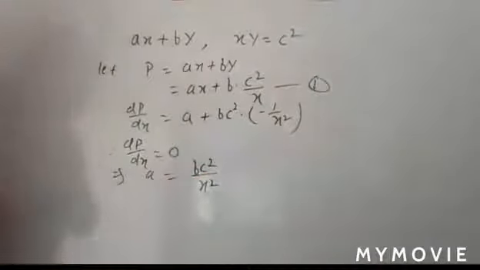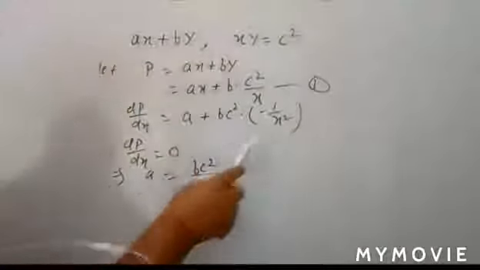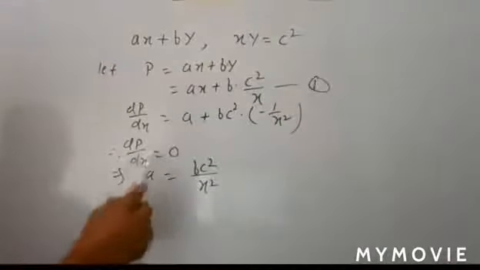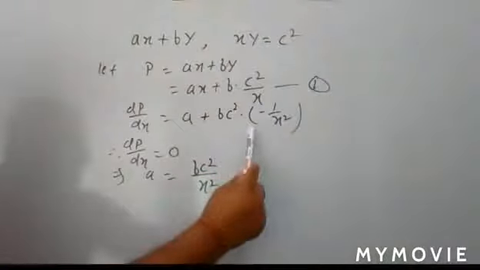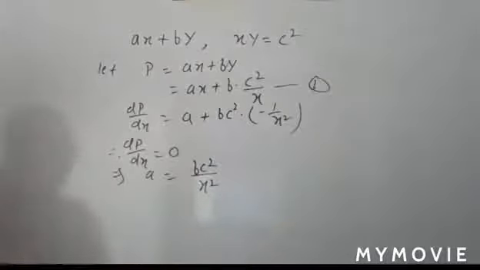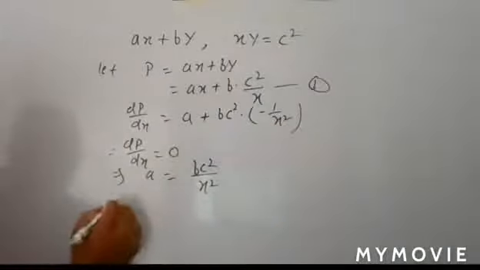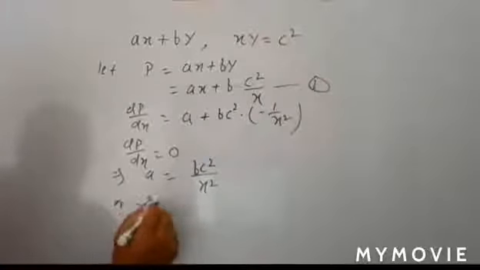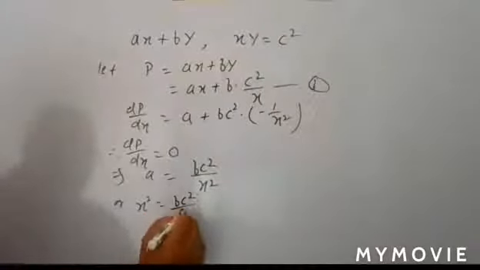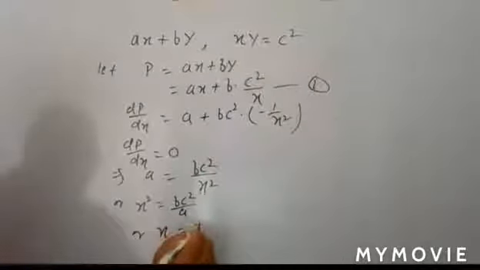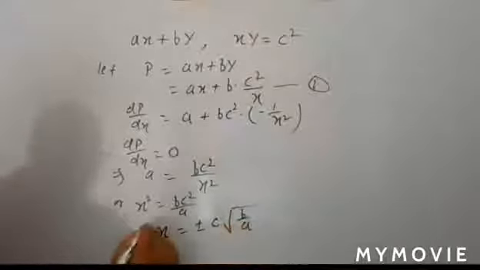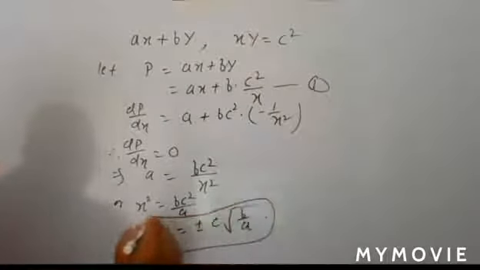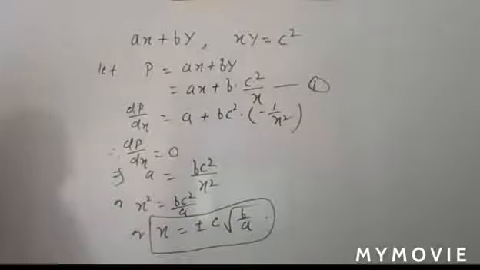Just check this result. Because here you have negative sign and dp by dx is equal to 0, so that complete quantity is 0, so you transfer this to right side. Okay, so in this way you can write a is equal to bc square by x square, or x square is equal to bc square upon a, or you have x is equal to plus minus c times under root b by a. That gives the value of critical point. Everyone getting up to this step?